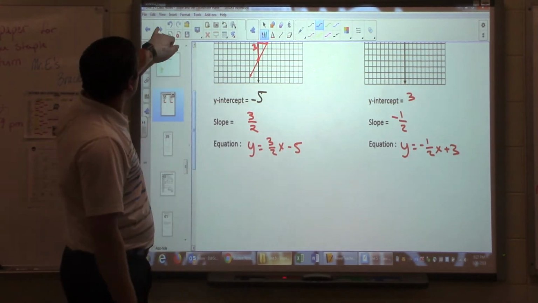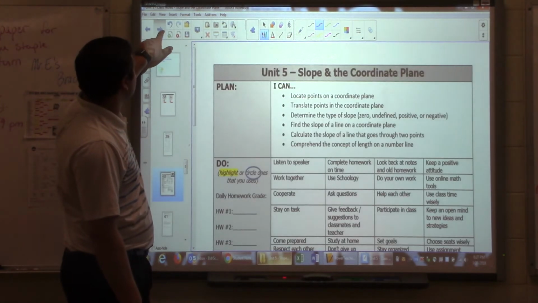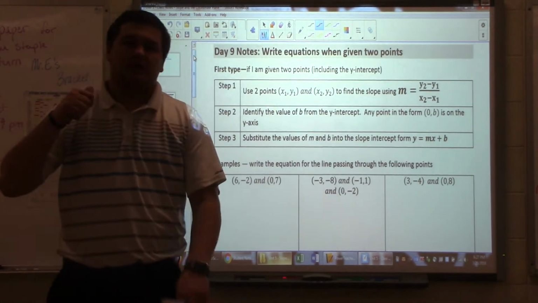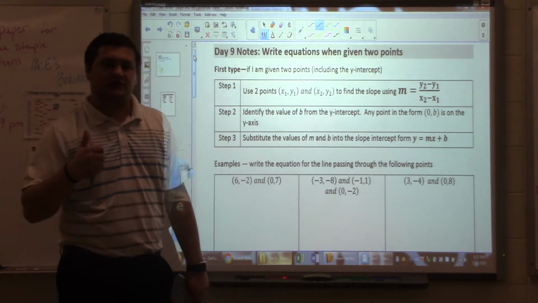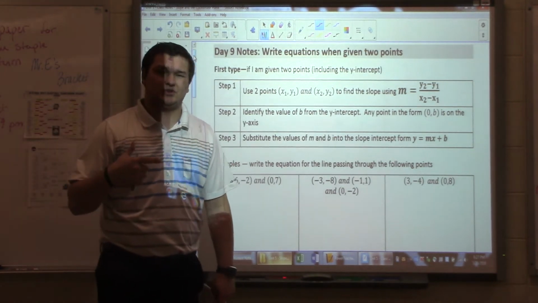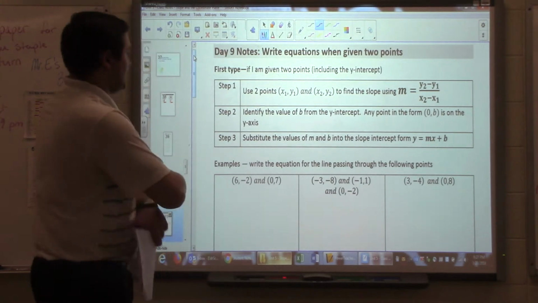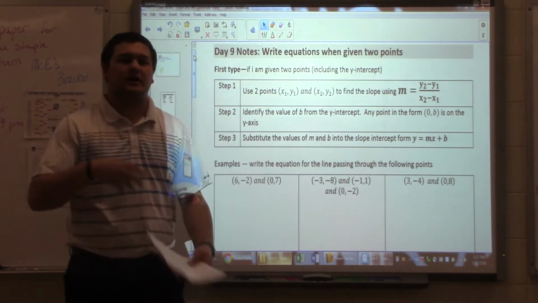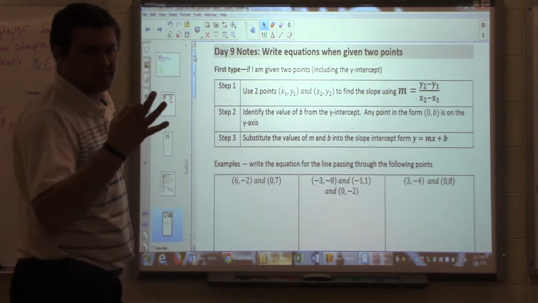So, our notes for today, talking about writing equations when we're given 2 points and the y-intercept, and then writing equations when we're just given 2 points. So for the first part, if you're given 2 points at least and the y-intercept, 3 steps.